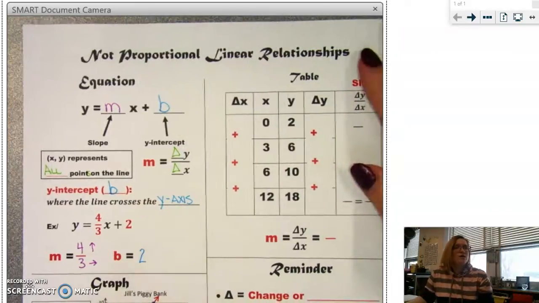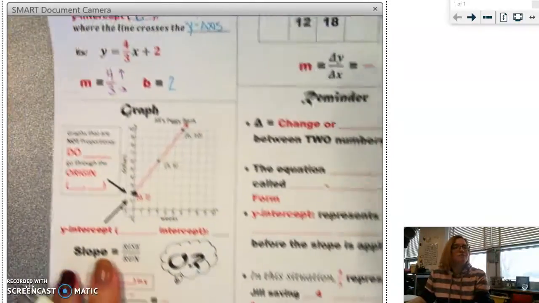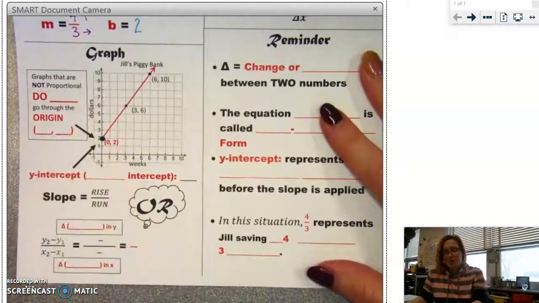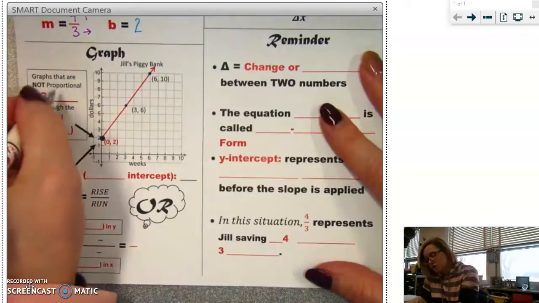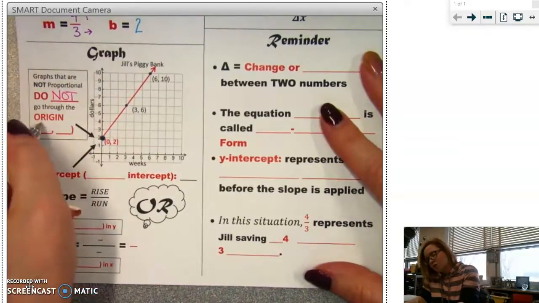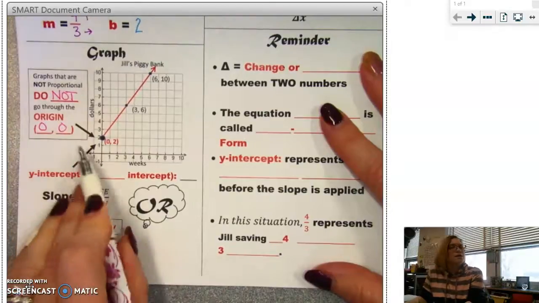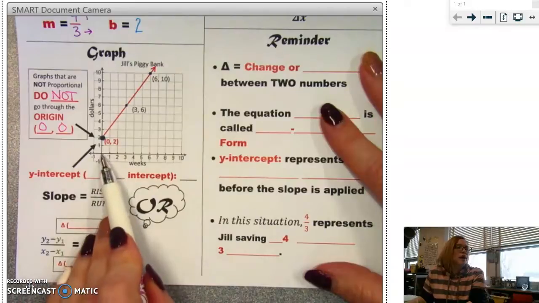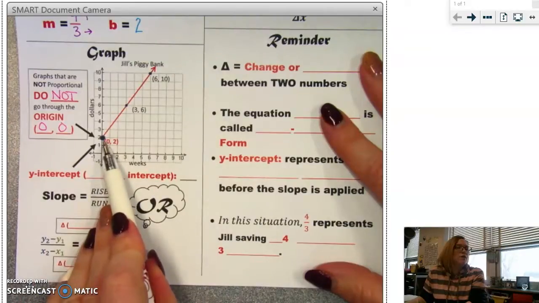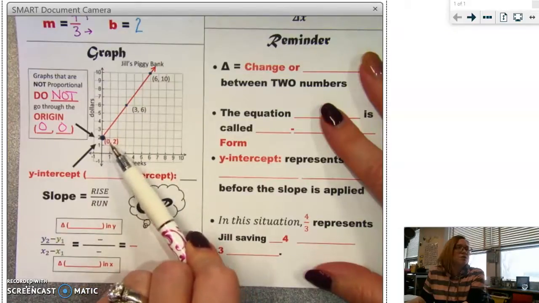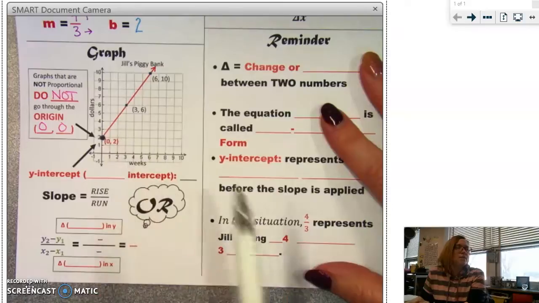All right, taking a look at the graph. Graphs that are not proportional do not go through the origin, 0, 0. So you can see here in the picture that we are not starting at the origin. We're actually starting, this one's starting at 2, so 0, 2. So non-proportional relationships do not start at 0, 0. So that's kind of showing you right here.